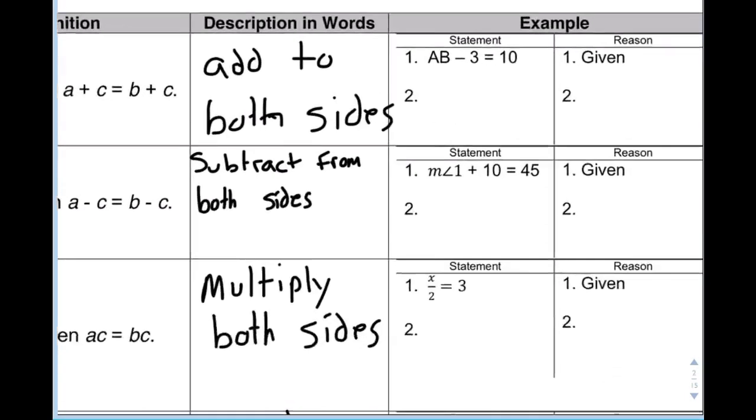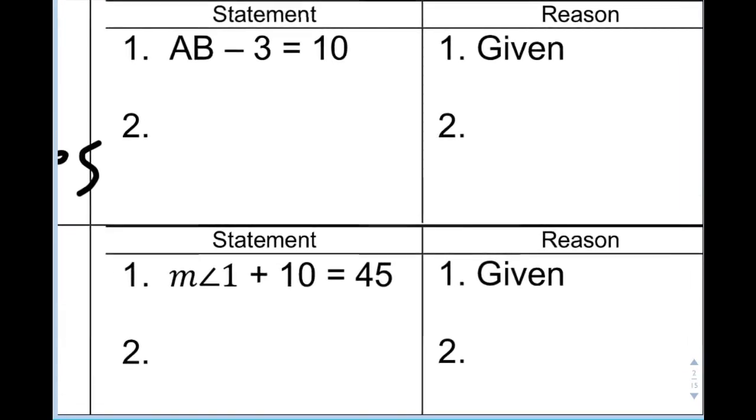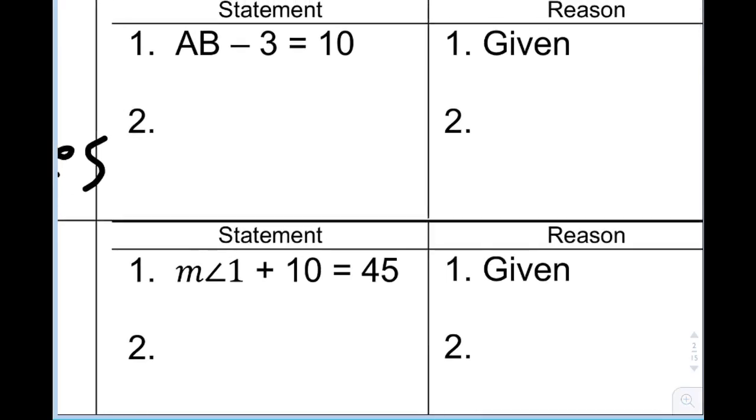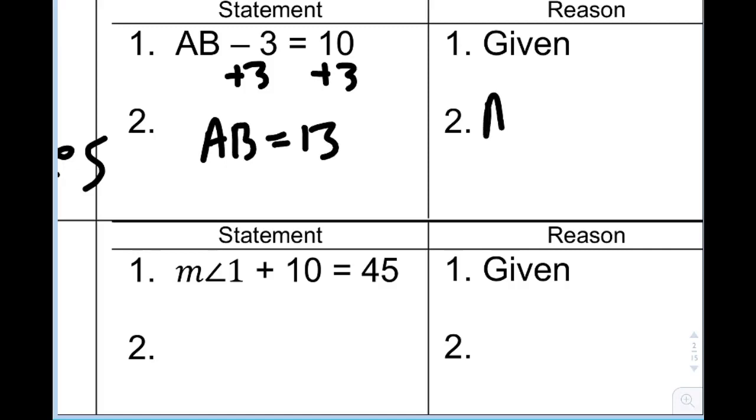Well, sometimes we'll have some algebra examples here, sometimes we'll have some math examples. This one in statement 1, back up on the top, you've got AB minus 3 equals 10. If we want to solve for AB, just add 3 to both sides. And then you'll find out that AB is equal to 13. And that's the addition. All you need to say there is addition. It's not the act of adding, it's what you get at the end. So the plus 3 is just there to help us. The AB equals 13 is actually your statement for number 2.